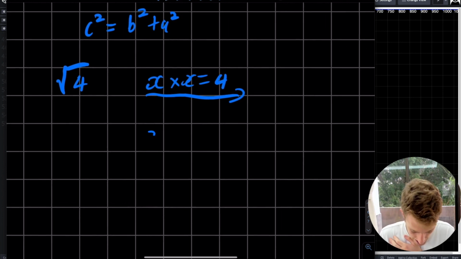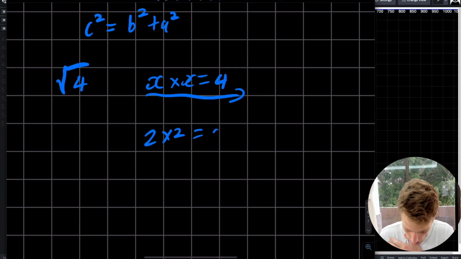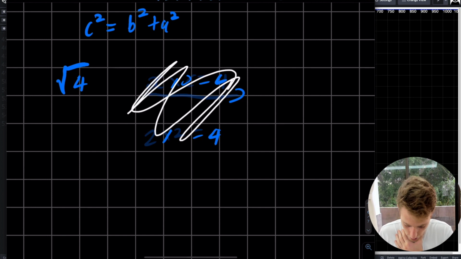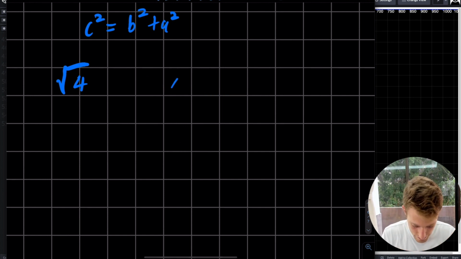If I put 3 in here, 3 times 3, I get 9. So this isn't true, so x isn't 3. But if I put 2, 2 times 2, I get 4. So the square root of 4 is 2. That's all that square roots are saying. It's just saying what times what is equal to this number.